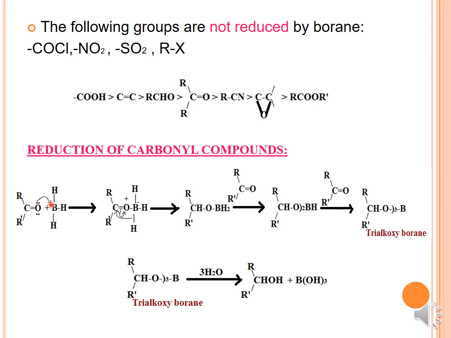Okay, when it goes and attacks the boron atom, this boron has a vacant p orbital. Because of this vacant p orbital, there is an easy way for the oxygen to attack with its lone pair of electrons. Once it attacks over here, the oxygen will gain a positive charge and the boron atom will gain a negative charge.